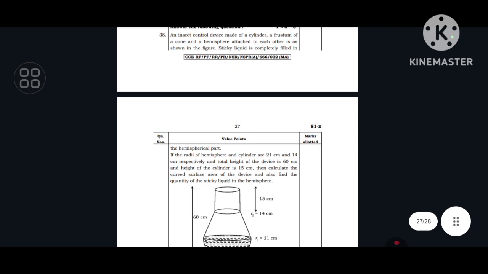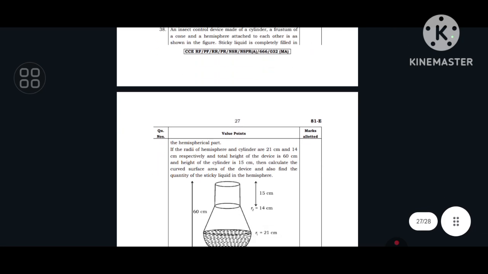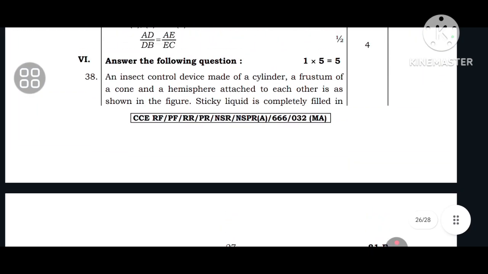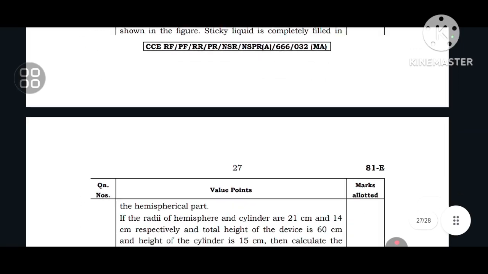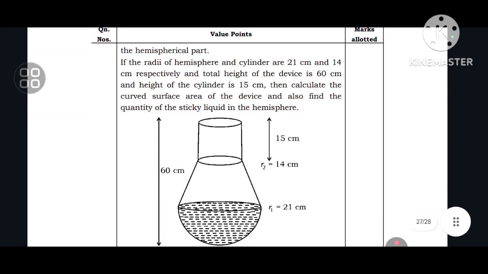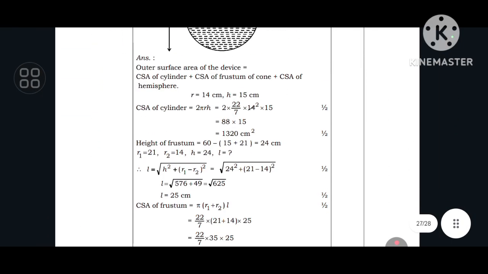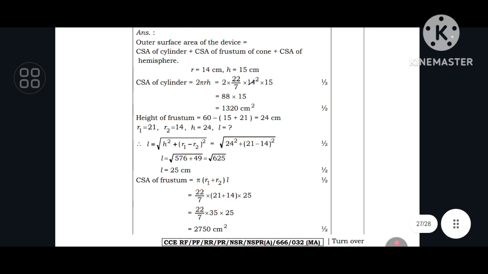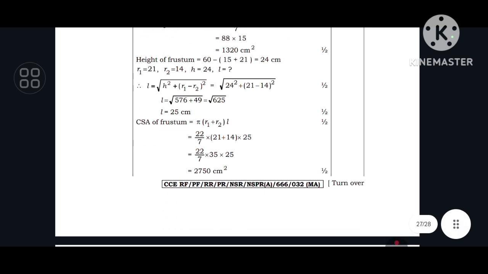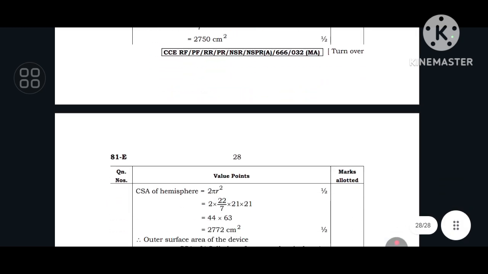And this is from the surface area and volumes question. Read the question here. They have asked it for 5 marks. See how they have solved it. See the solving and how they have provided the marks distribution. This is how you have to write. By seeing this video, you will definitely score good marks.